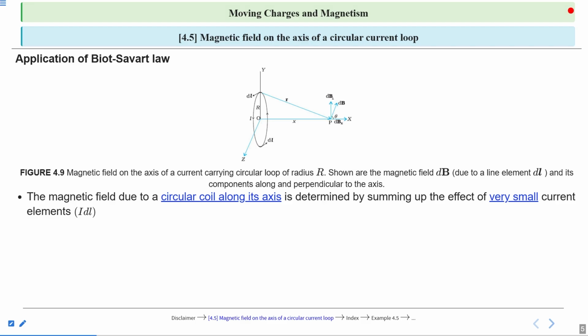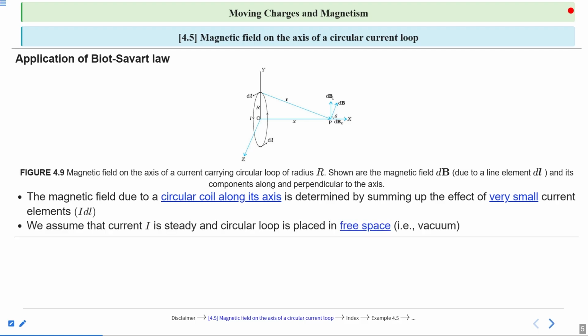So according to the Biot-Savart law, we are going to determine the small magnetic field due to the small element dl first. We assume that current I is steady and the circular loop is placed in free space. So current I is not varying, it is constant over time, that means steady current, and the circular loop is placed in vacuum.